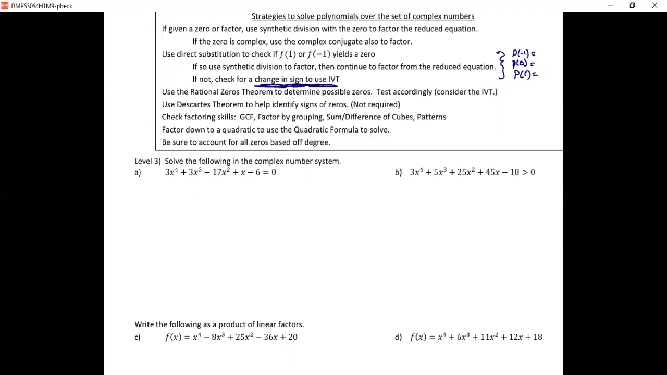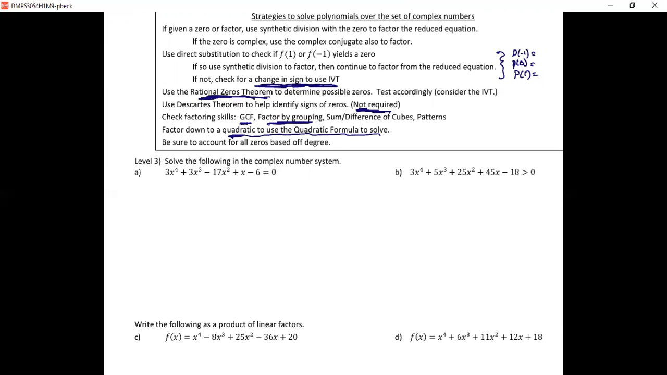Now suppose that doesn't work, then we also have the rational zeros theorem, which means it's going to be factors of the last term over the factors of the first term, and then we can test some of those values. Descartes' rule of signs, as I mentioned, is not required, but it's very beneficial just to get an idea of the nature of all of our zeros. And then really, GCF, factor by grouping, pretty much all the different factoring skills we learned in Algebra 2 are going to come back to help us. And the moment we can get it down to a quadratic, we can use the quadratic formula in order to find all of our zeros or write those as factors.